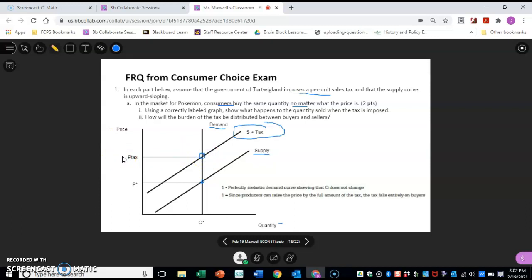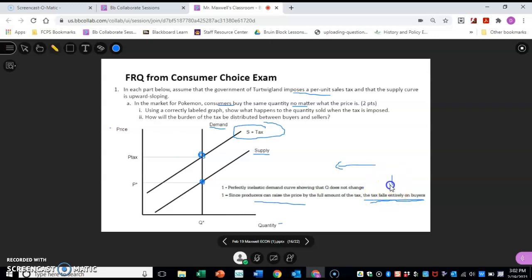And the question is then, who actually pays this tax? And the answer is not one group pays more than the other. The answer is the tax falls entirely on the buyers. If you noticed, the supplier is still getting the price that they originally were at the equilibrium price, and the buyer is paying the new price with the tax. So the answer was 1 point for showing this entire graph. Congratulations. And then also showing the full amount of the tax and answering this part of the question right here that I just underlined. The tax falls entirely on buyers. So that was the first question.